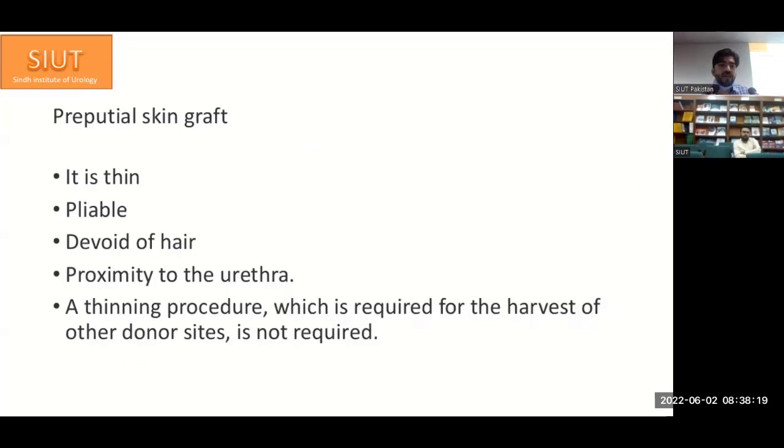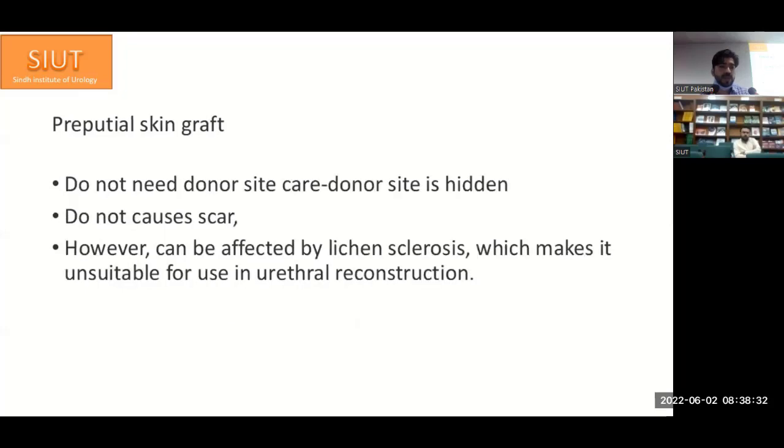Preputial skin graft: it is thin, pliable, and in close proximity to the urethra. A thinning procedure is required for grafts harvested from other donor sites, but it is not required here. Preputial skin graft does not need donor site care. The donor site is hidden and does not cause a scar. However, it can be affected by lichen sclerosis, which makes it unsuitable for use in urethral reconstruction.